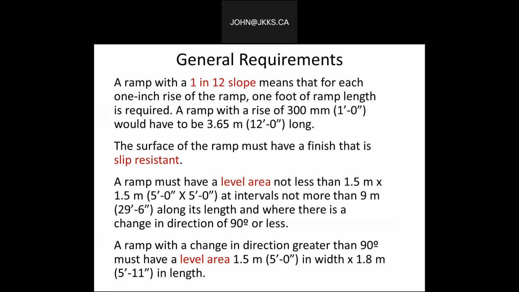Down to the third point, a ramp must have a level area not less than 1.5 meters by 1.5 meters, again, 5 by 5 feet, at intervals not more than 9 meters or 29.6, almost 30 feet along its length, and where there is a change in direction of 90 degrees or less. So again, depending on the configuration, we can see the need for a 5 by 5 level area or landing. This is in reference to the turning circle, we'll call it, for a wheelchair. So that's where that number arrives from, that 5 by 5 space.